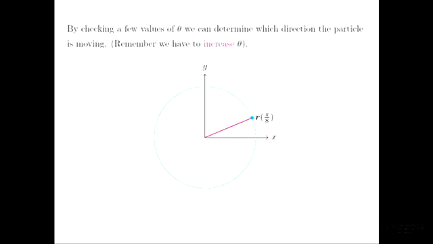Thumbs up. So if we check a few values of theta along the circle, if we check two, we know exactly which way we're going. I'm going to show you how to check three. This is where we are on the circle at pi over 8. This is where we are at 2 pi over 8. This is where we are at 3 pi over 8.